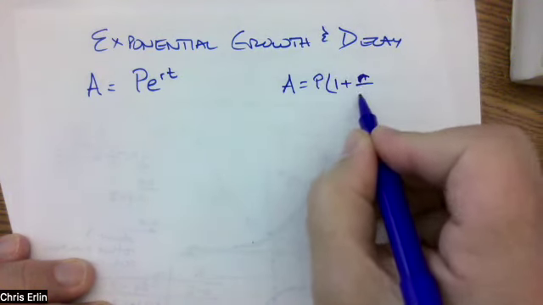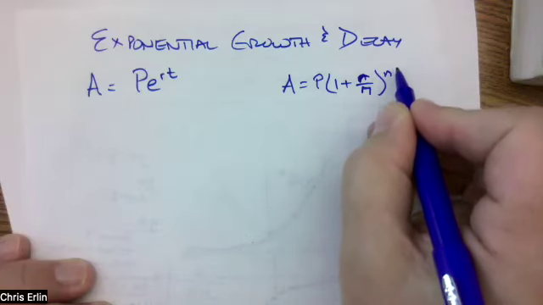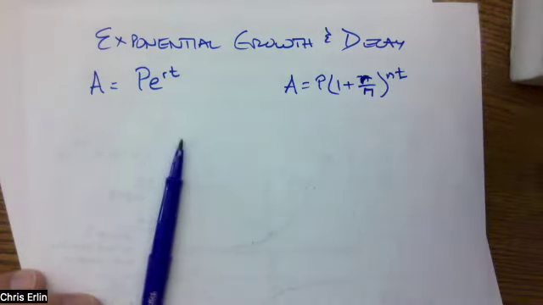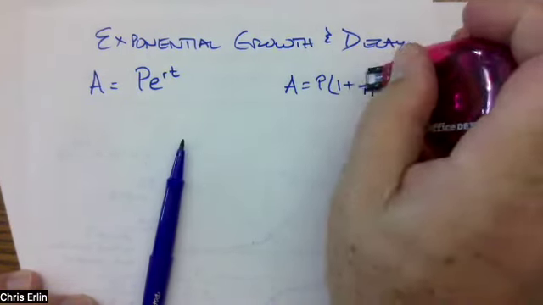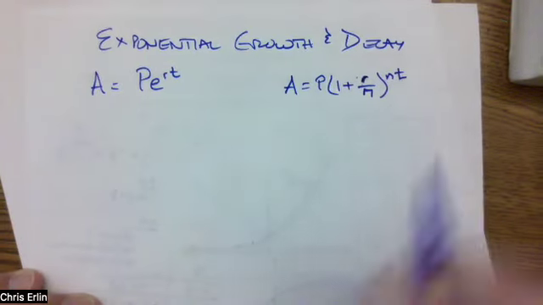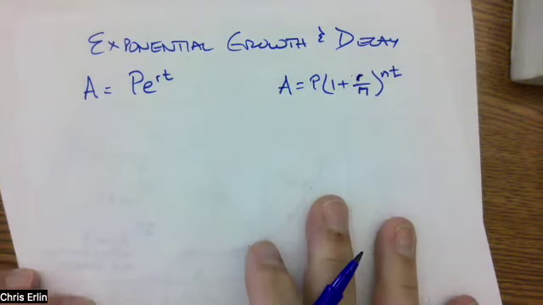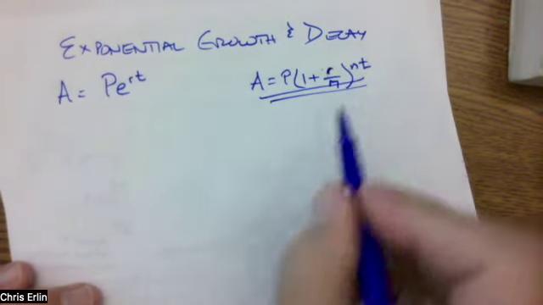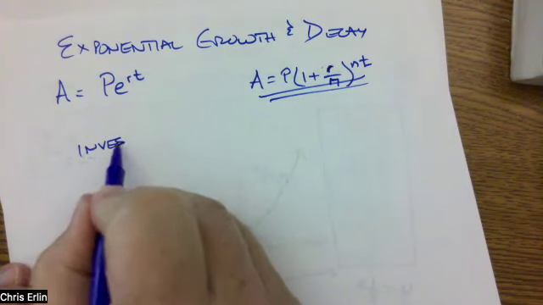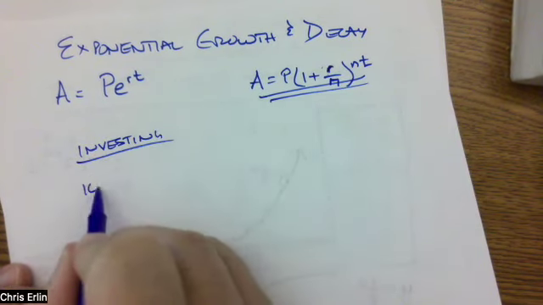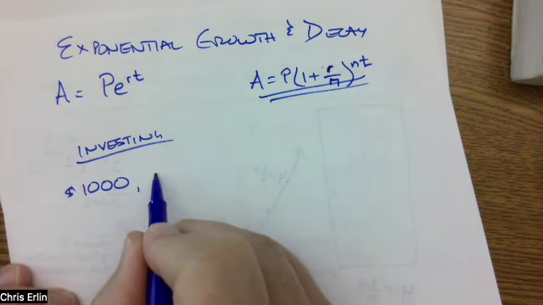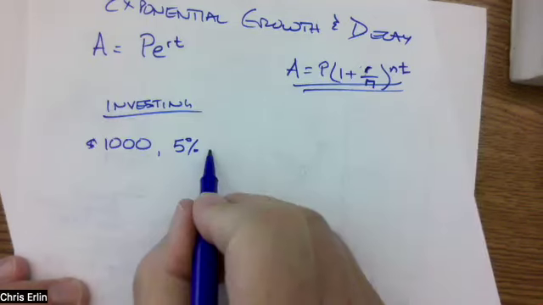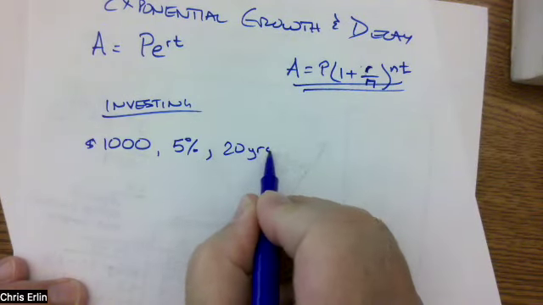Hard to see, but that's an r there. Okay, so let's take this one for example. This is something that we might use with investing. If I have $1,000 that I want to invest, and I might get 5% annual interest rate, and I want to put it in for 20 years, what's it going to be worth?